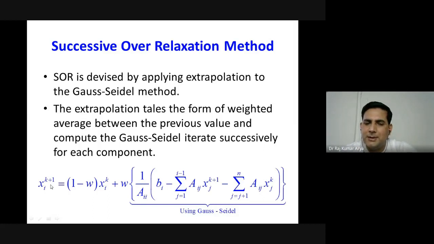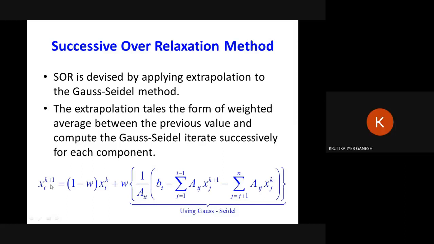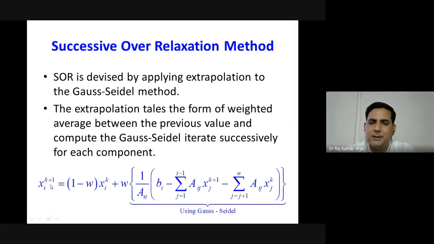Is that fine for this explanation? Yes, sir.